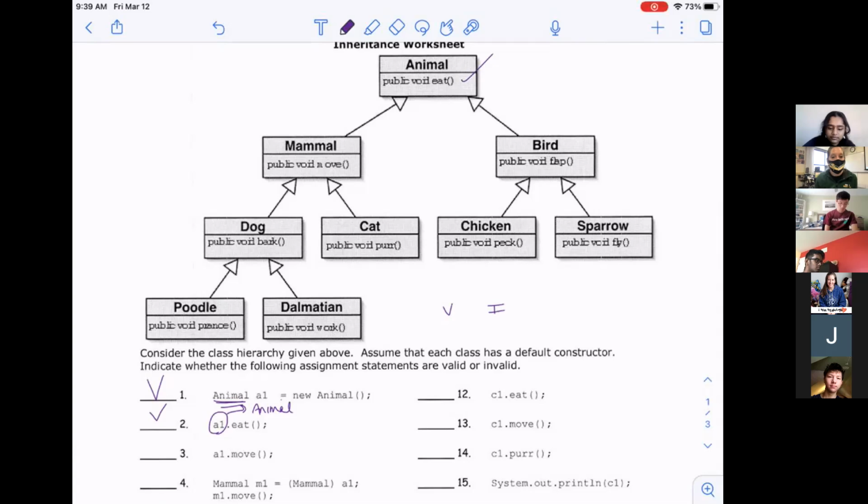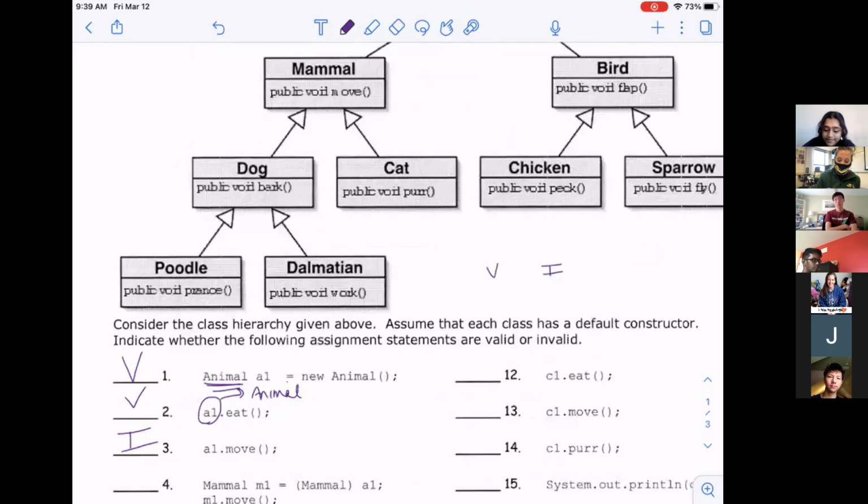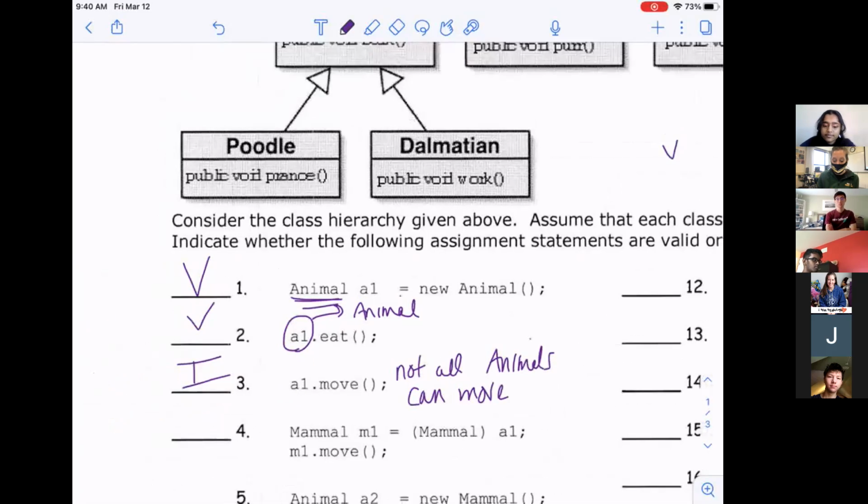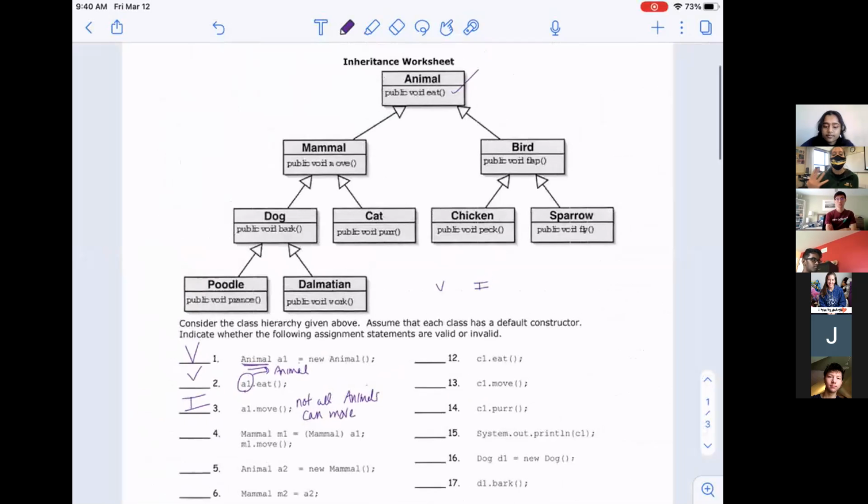Now I look at number 3 and it says A1.move. Well, remember, A1 is an animal. Are animals allowed to move? Can all animals move? No, they can't. So this is invalid. And I would also encourage you to write the reason why: not all animals can move, because it will help you better understand the reasoning of what's going on here.